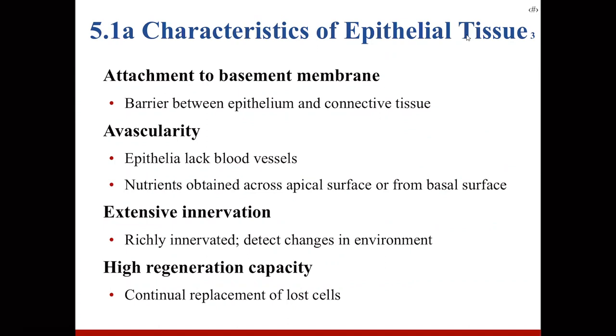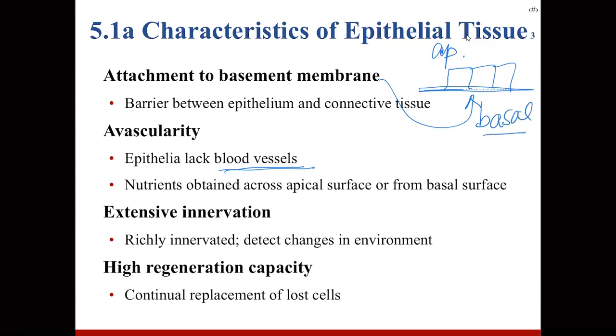Okay, so characteristics. What are we always looking for and what do these cells do? They're always attached to a basement membrane. So if we have a layer here, and then the cells are on top of it, this is the basement membrane. It provides a barrier between this and what's underneath it. They don't have blood vessels, so they obtain their nutrients from either above them or below them. This is the apical surface at the top, and down here is the basement membrane, the basal surface. So the basement is the bottom and the apical is the top.